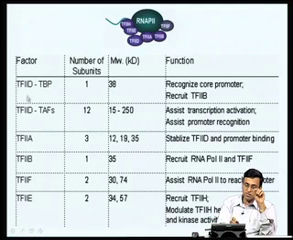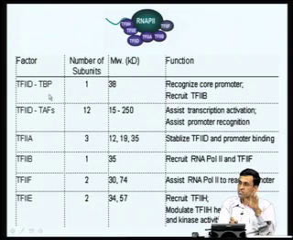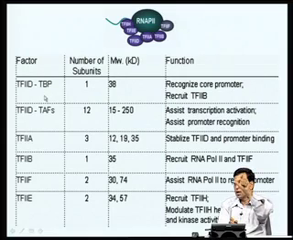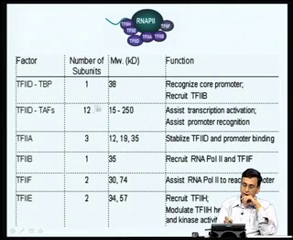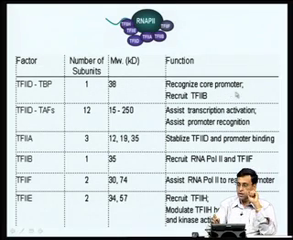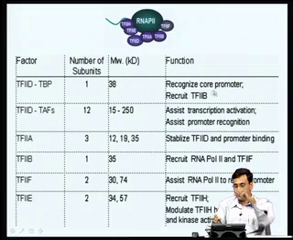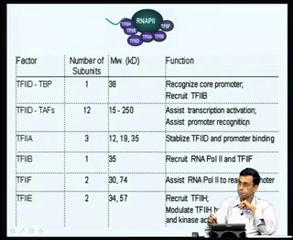For example, you have what is called TFIID, which means transcription factor IID. One of the important components of transcription factor IID is the TATA binding protein. This is the one that actually recognizes the TATA box and is responsible for specific assembly of RNA polymerase in and around the TATA box. The TBP is about a 38 kilodalton protein. Its main function is to recognize the core promoter sequence, that is the TATA box, and then recruit the next transcription factor called TFIIB.